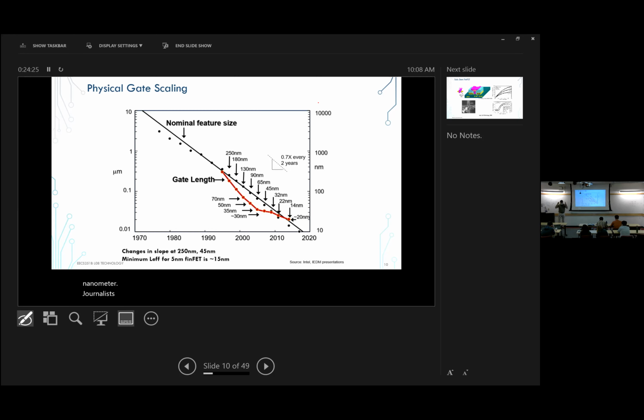So it may look completely crazy, right? You're talking about 5 nanometer technology, and the gate is 15 nanometers. Does that make any sense? It does if the density corresponds to what would have been a 5 nanometer technology in planar.